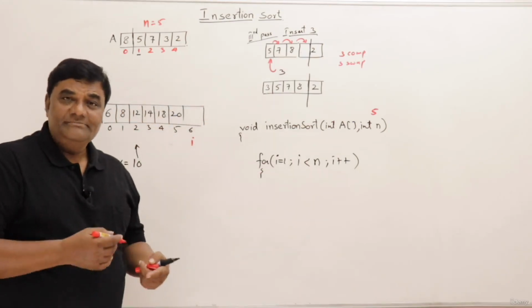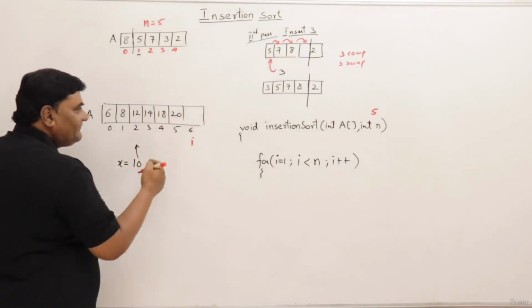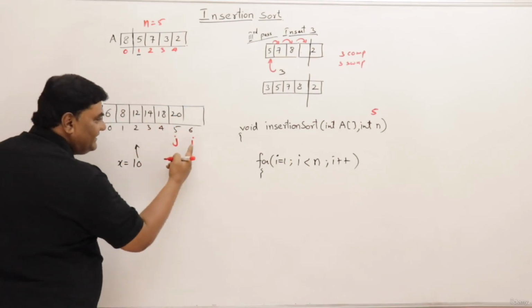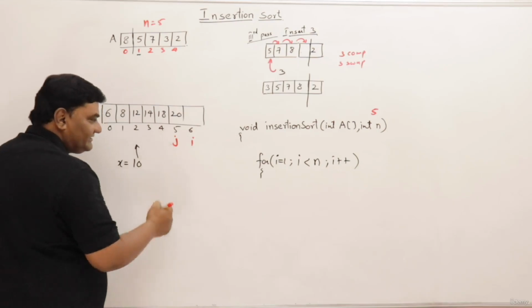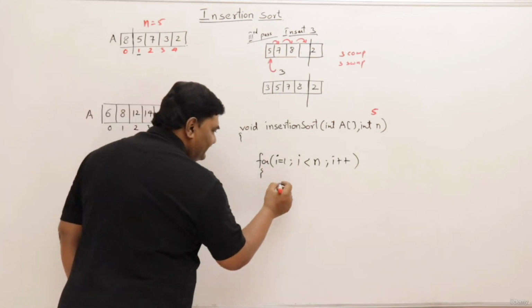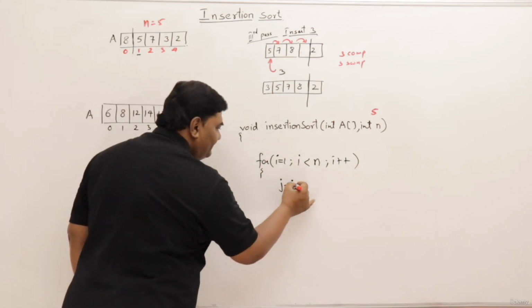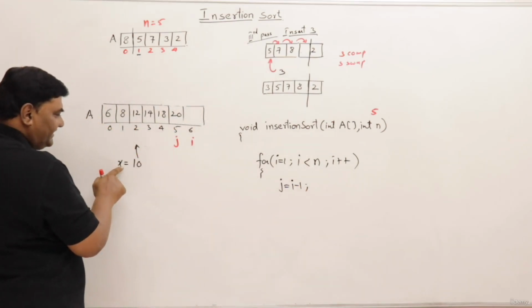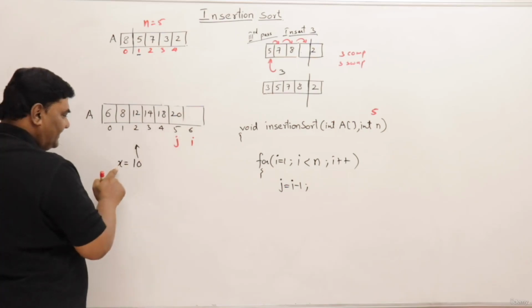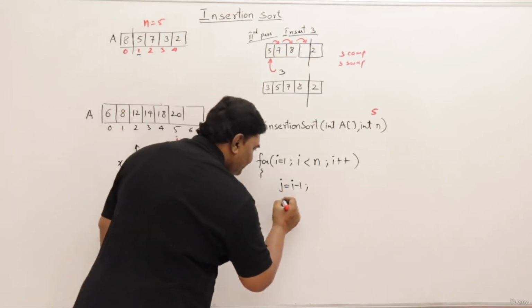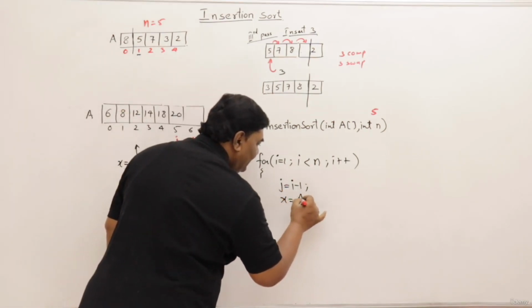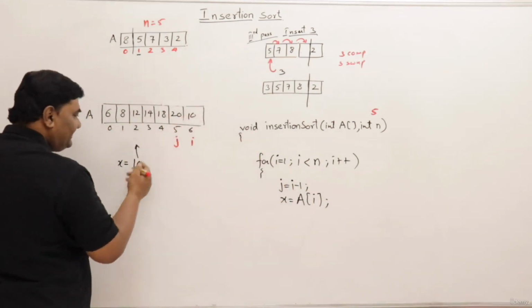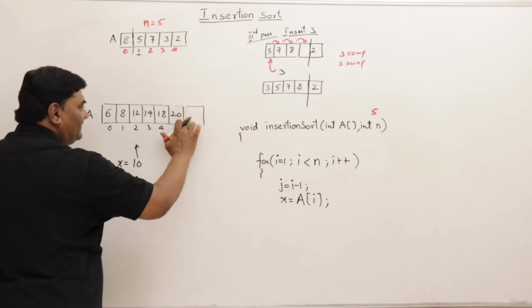Now what is the procedure? So I should start shifting from where? This element onward. So I will take j here. j is i minus 1. Yes, I need this j. And also I should take this last element wherever i is pointing, that in x. So yes, I will do this also. x assign a of i. That is the element that was present here, right? So I am taking in x.